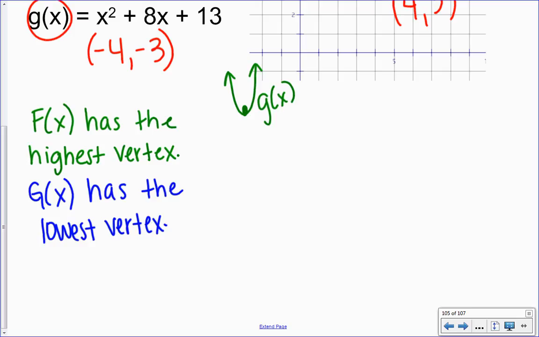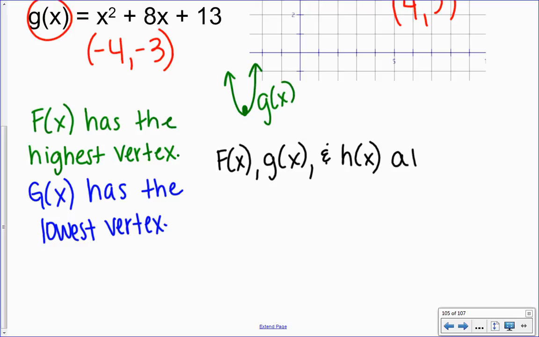Either way you answer it, you want to show that you've actually looked at all 3 of them and compared all 3 of them. Another thing you could even put is f of x, g of x, and h of x all have minimums. So that could be a comparison as well.